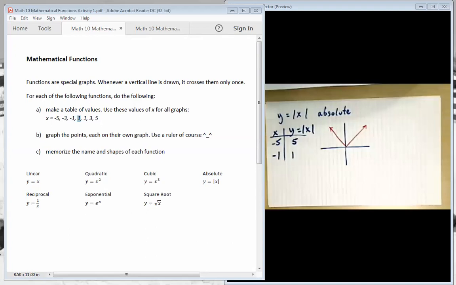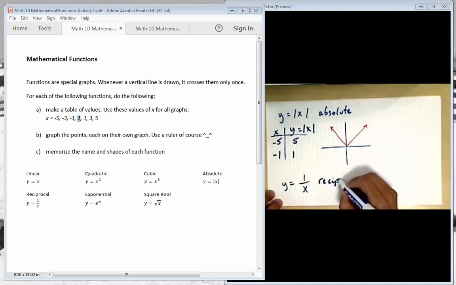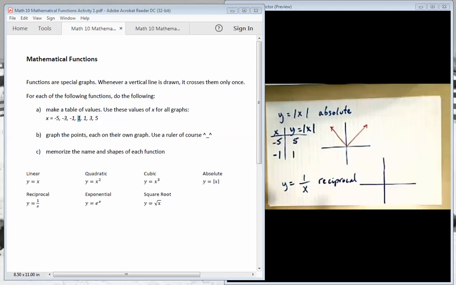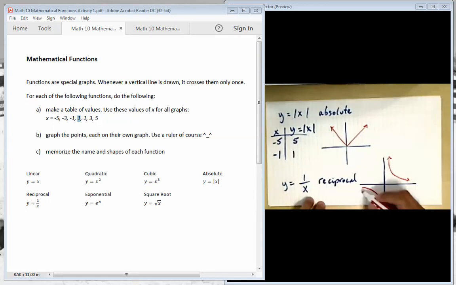Going to the reciprocal. That's this one here. Y equals 1 over x, upside down. Reciprocal. When you create this graph and you do the dots, it's going to look like this. You're going to have a side going like that, and then one side going like that. They're supposed to look the same curviness. Okay, but that's how those are going to look for the reciprocal, the 1 over x.